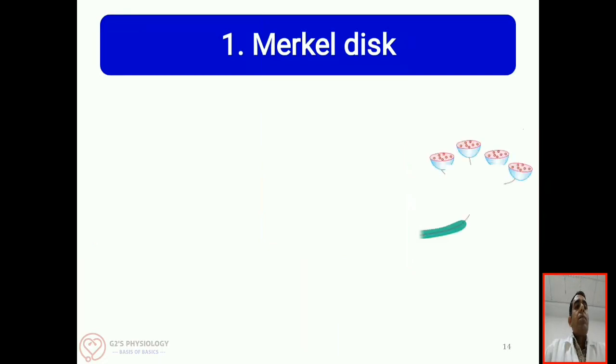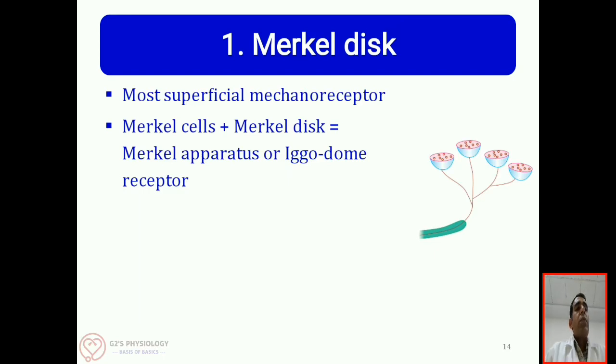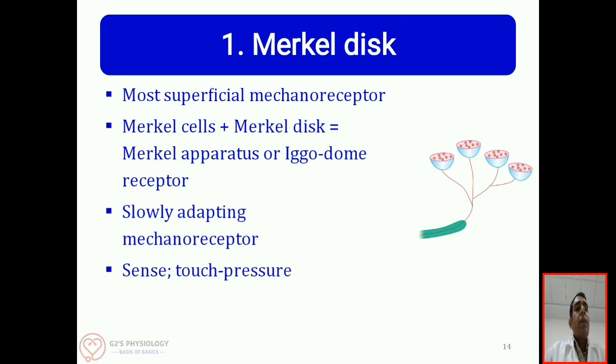First is the Merkel disc. Look at this picture. These are disc shaped, and that's why it is called the Merkel disc. These are the most superficial receptors. अभी जो हम 6 और 7 करेंगे mechanoreceptor के, these are all present on the skin and subcutaneous tissue. The first one is the Merkel disc. Merkel cell plus Merkel disc, उसको बोलेंगे हम Merkel apparatus. It is also called the dome receptor because it forms a dome shape in the epithelium. These are slowly adapting. They sense touch and pressure, and have expanded endings. So these are the properties of the Merkel disc.